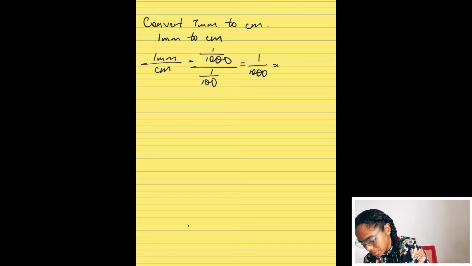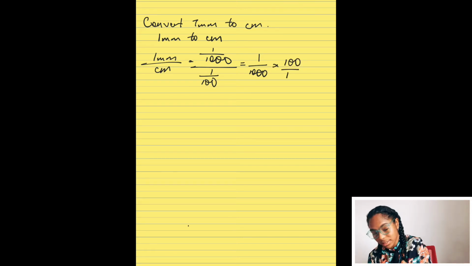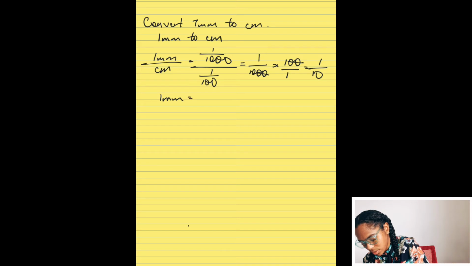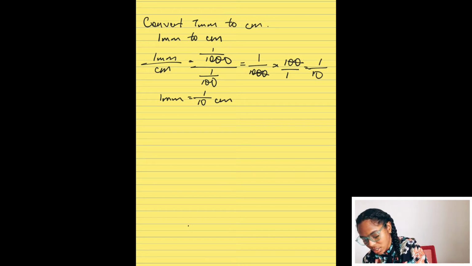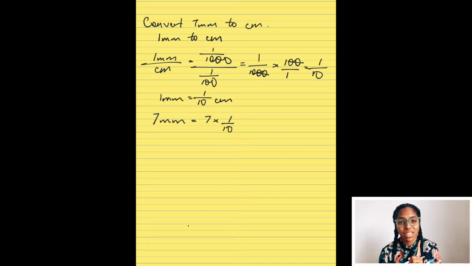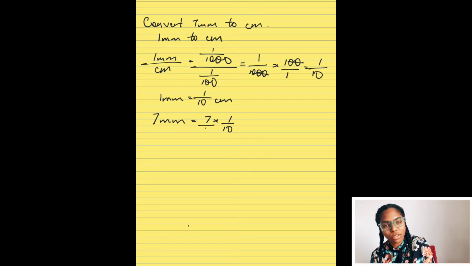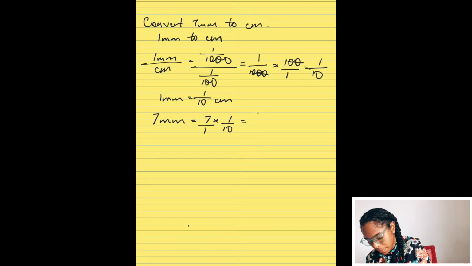So we have 1/1000 multiplied by 100/1. And we see that we can simplify things here. If we cancel these two zeros and these two zeros, we have 1/10, which means that 1 millimeter is equal to 1/10 of a centimeter. Now we found for 1, so let's write for 7. If 1 millimeter is equal to 1/10 centimeters, then 7 millimeters will be equal to 7 multiplied by 1/10. If you forget whether 7 is a numerator or denominator, just remember it's a whole number, so it's 7/1. So 7 ones are 7, 1 by 10 is 10. So you have 7/10 centimeters.